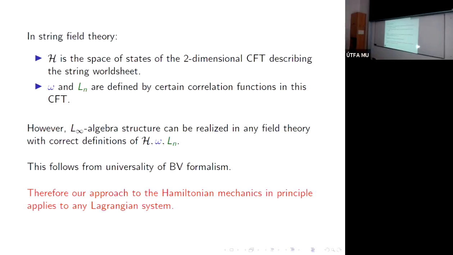But it's important to emphasize that this L-infinity algebra structure that I just described can actually be realized in any field theory, if you know how to define your vector space H and omega and L_n in the correct way. This basically follows as a consequence of the universality of the BV formalism. So what this means is that our approach to Hamiltonian mechanics that I'm about to describe is actually completely general for any field theory.